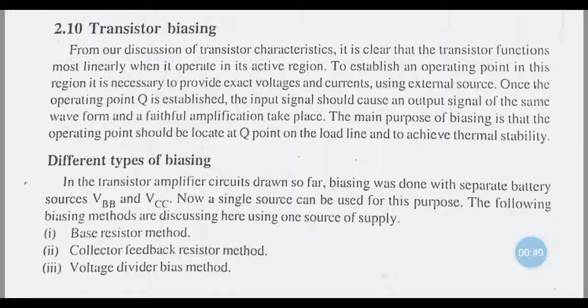So there's a chance of destructing the circuit. In order to avoid that, we have to keep the biasing or the operating point at a fixed value, independent of these factors which we have already mentioned. So we have different types of biasing, and the quality of a particular biasing depends on its stability factor, that also we have discussed in the last class.